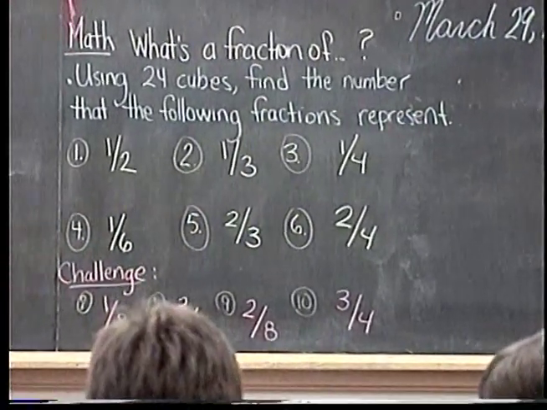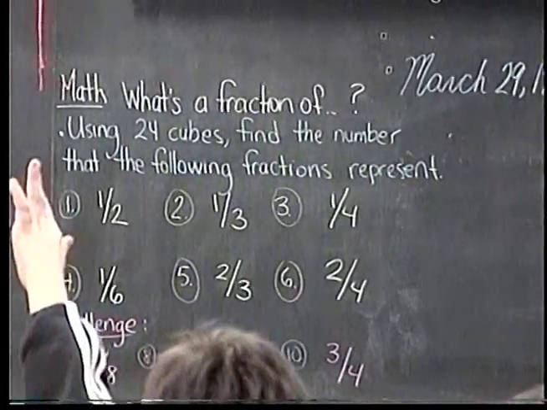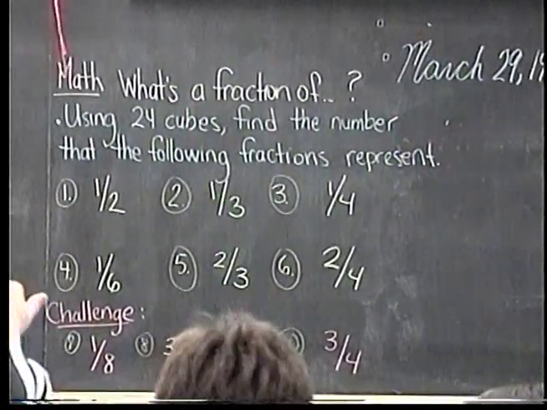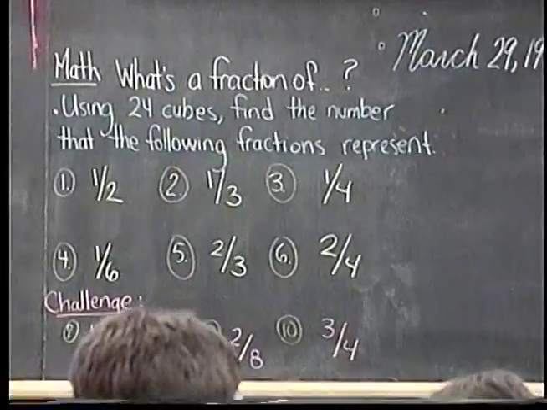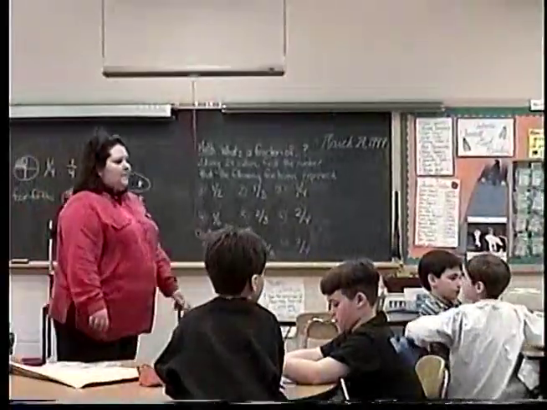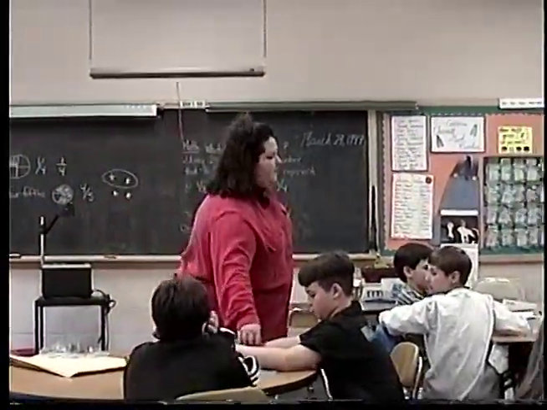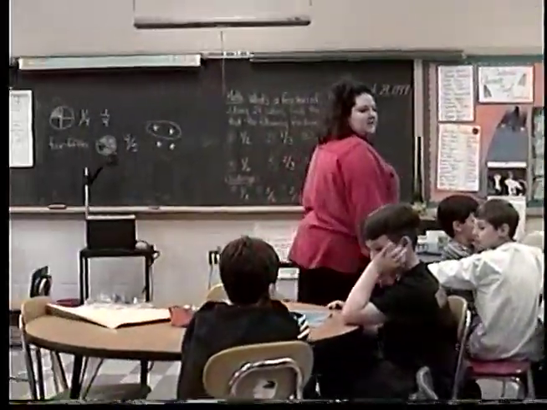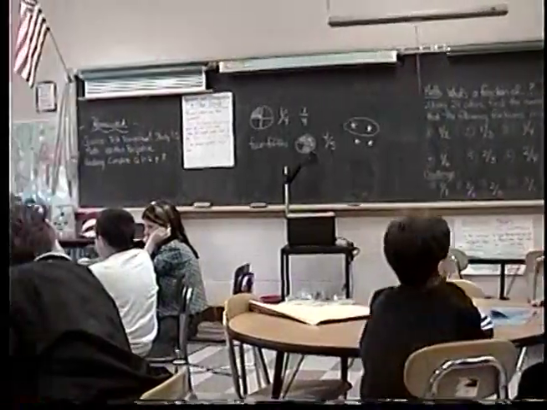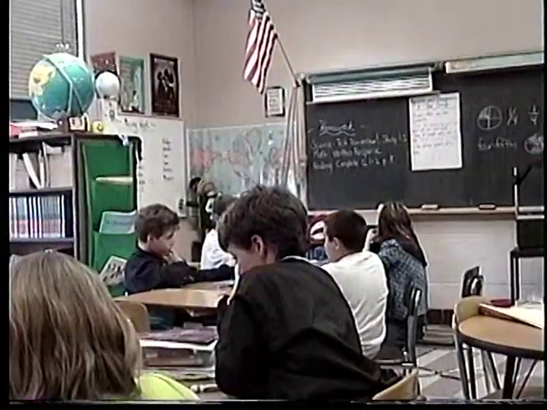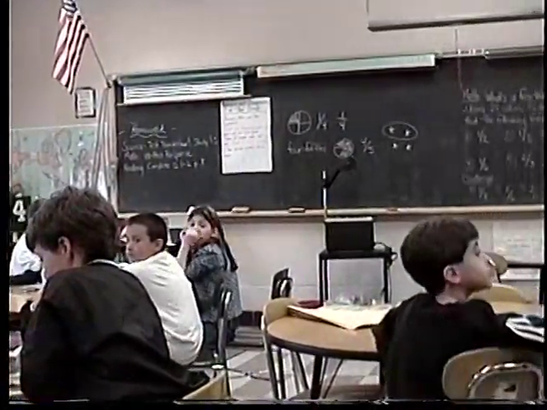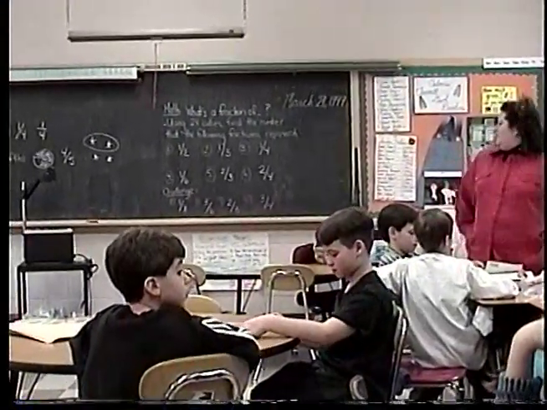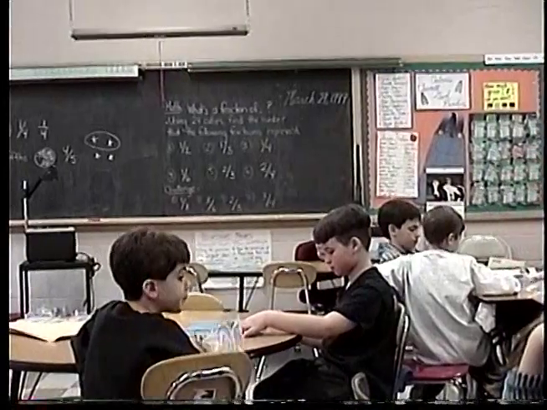What number do you look at? The numerator on the top or the denominator on the bottom to see how many groups, Jackie? The bottom number. The bottom number tells how many groups. And the top number, Ralph, tells what? How many have to shade in? Or are we shading in? No. How many to put in?